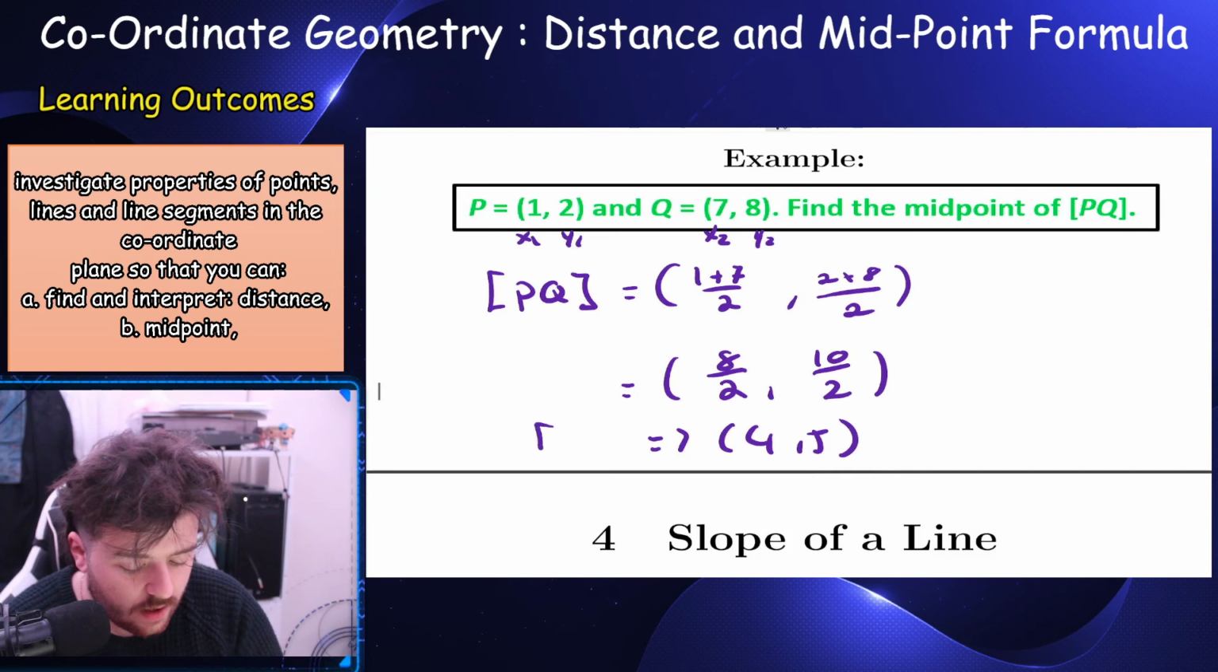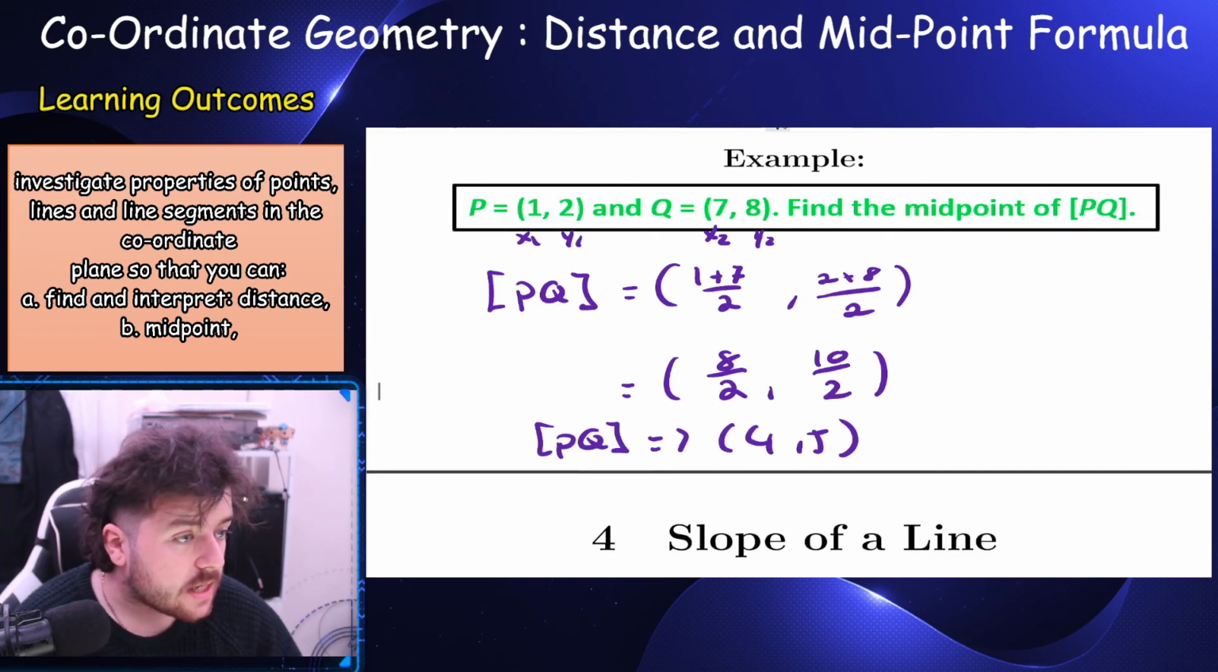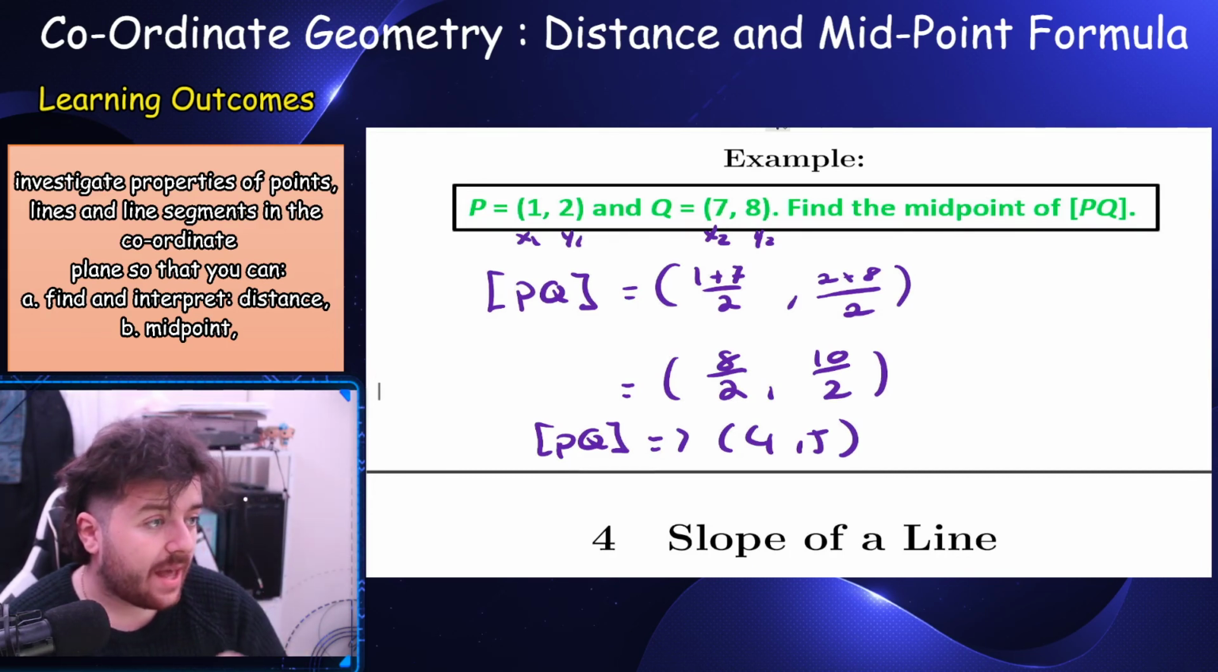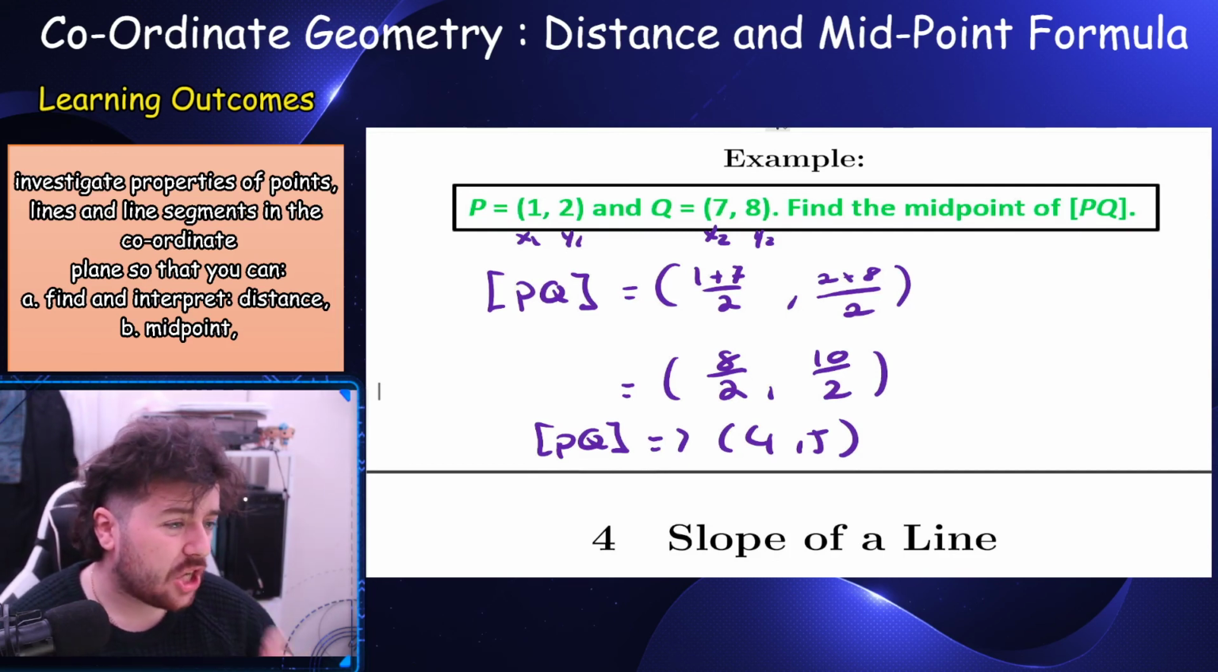So these points have a midpoint of (4, 5). The point (4, 5) is in the middle of point P and point Q.